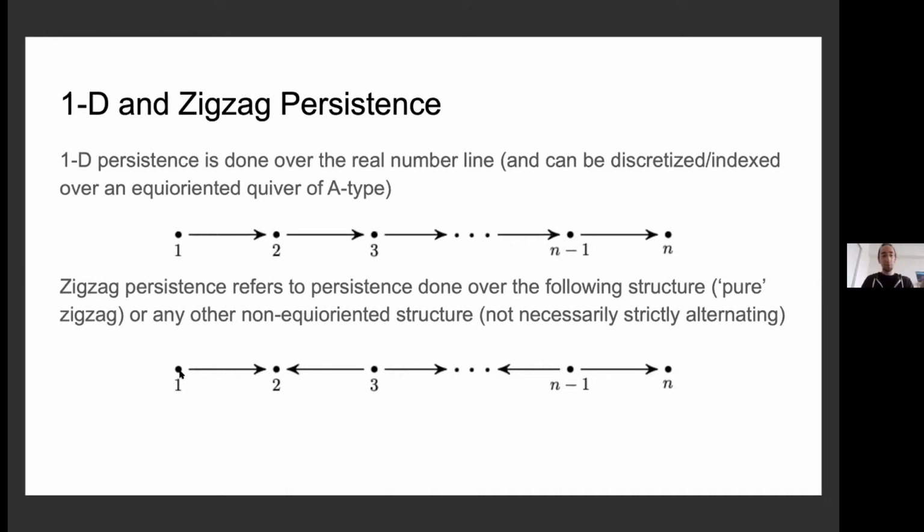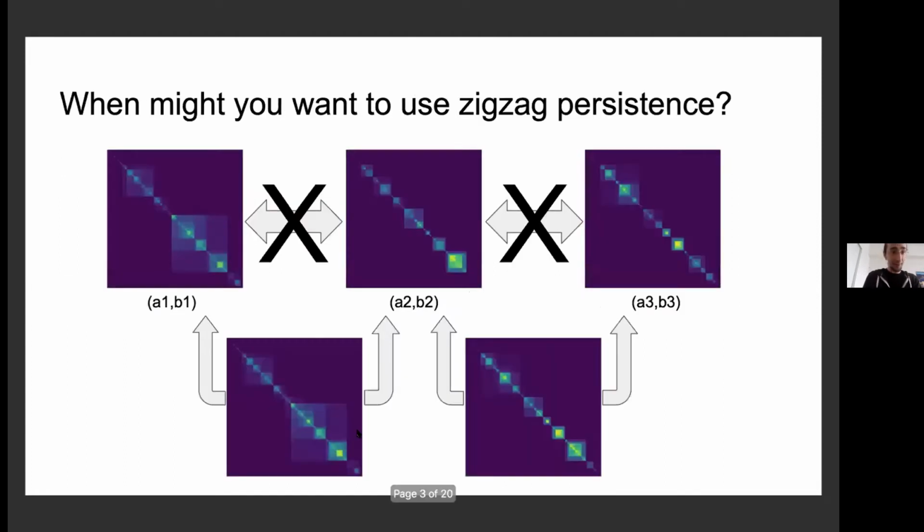Zigzag persistence refers to this similar straight line structure, but all the orientations of the arrows are arbitrary. And this is, well, I guess my first question with this was, why might this be interesting? And then, far after I submitted this talk and came up with the abstracts for it, I started working on a project where this actually became really relevant.